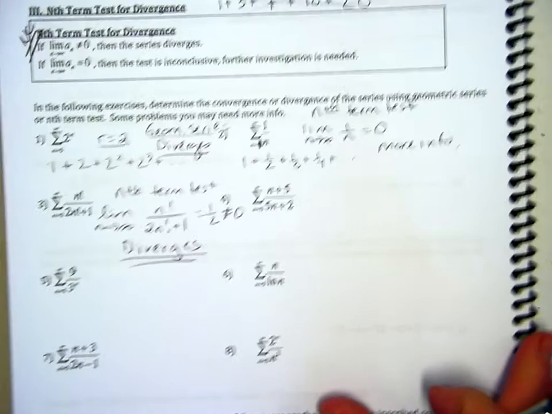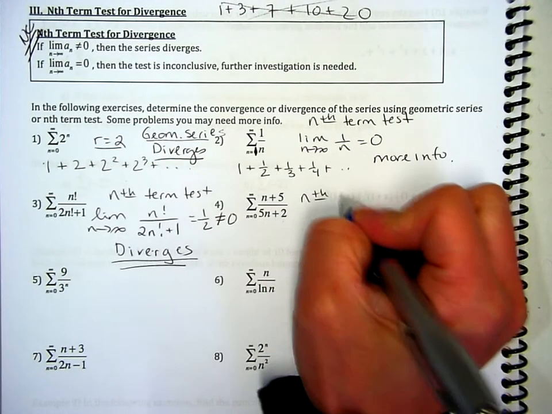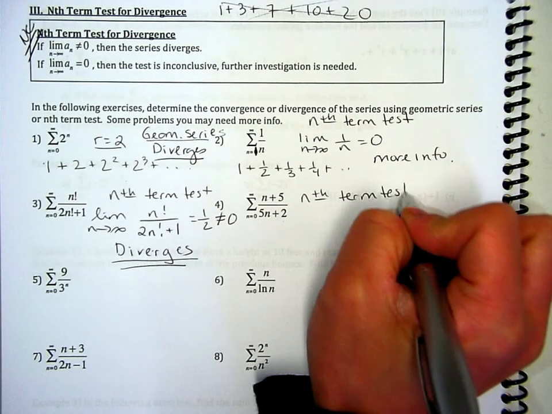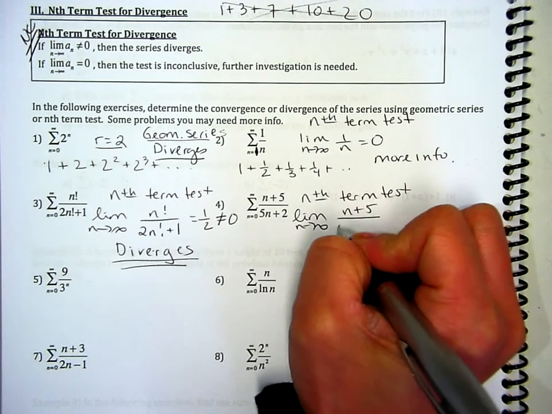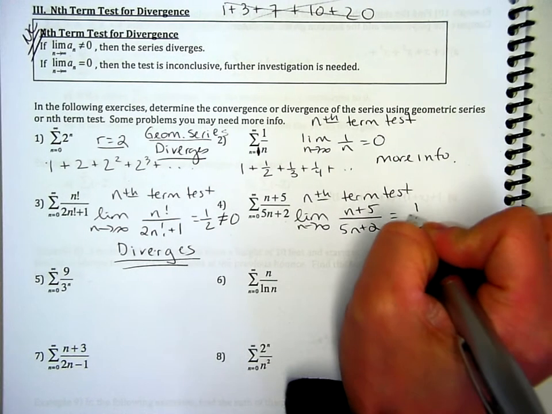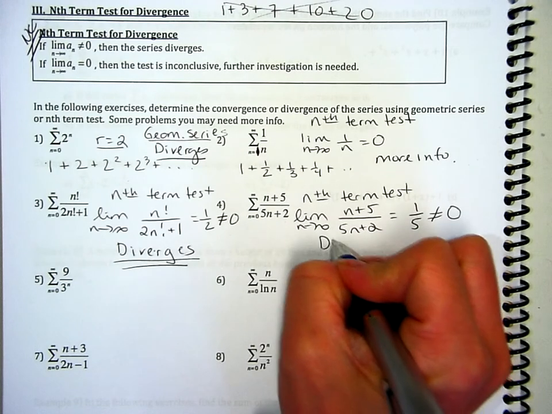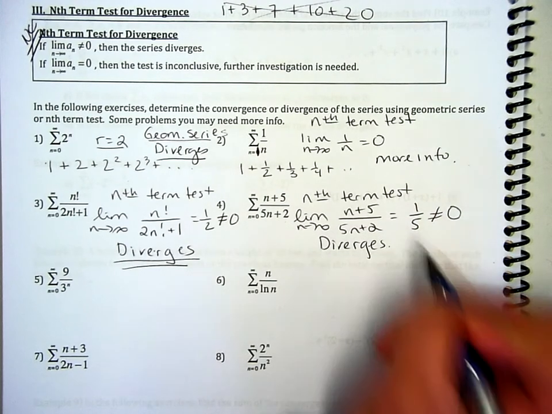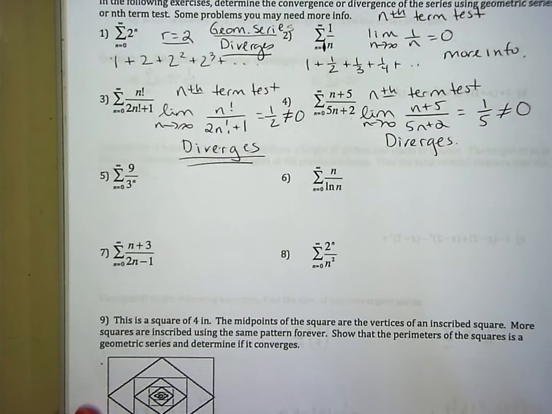Okay, number 4. Again, not a geometric. Let's do the nth term test. I'm going to take the limit of the general term. This limit is 1/5. Again, not 0. So I would say for sure this diverges. I would go ahead and pause the video and you try the next 4 examples on your own and then come back to check your answers.